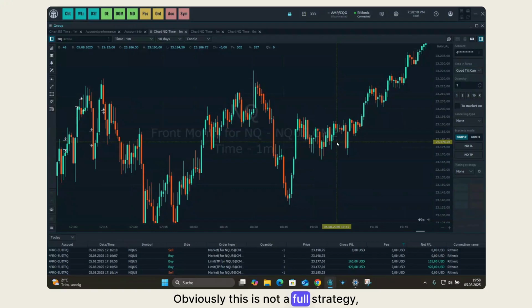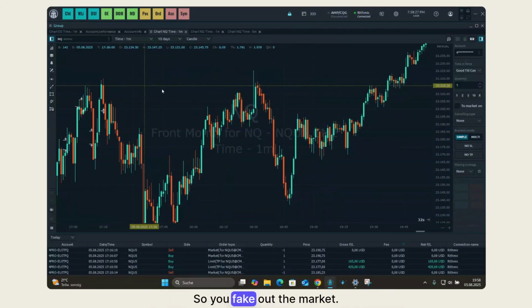Obviously this is not a full strategy, so you have to pack other things into that to make a full strategy out of that, but this is a key setup that happens every day and you can trade after that. And basically what I'm telling you about is a fake out. So you fake out the market.